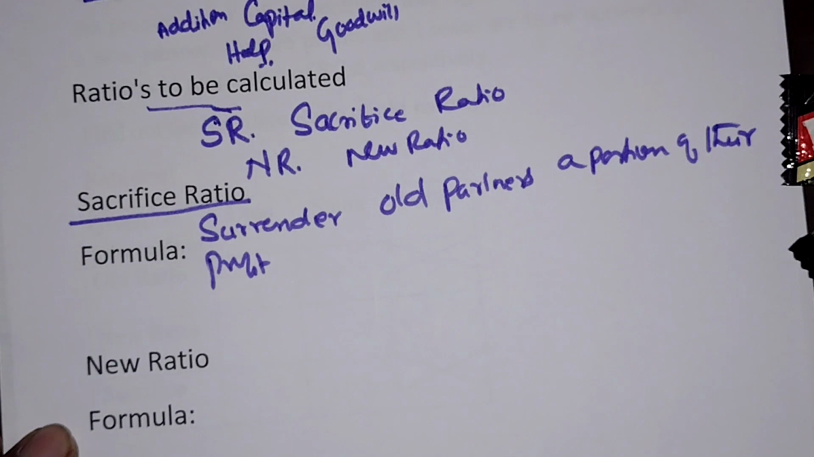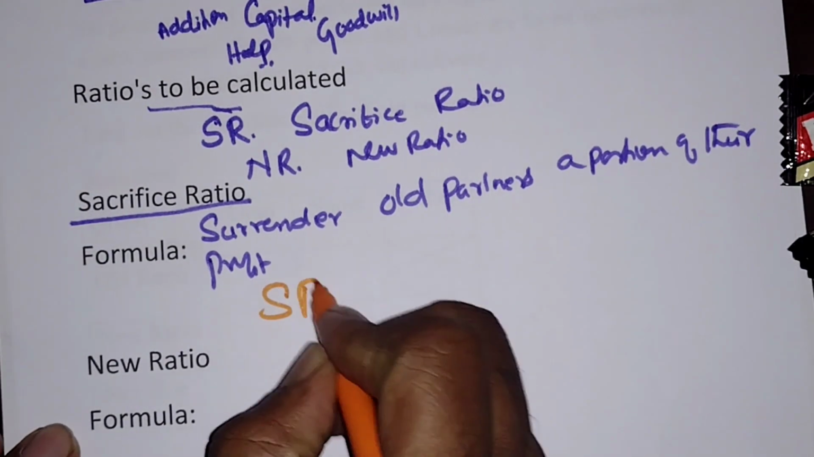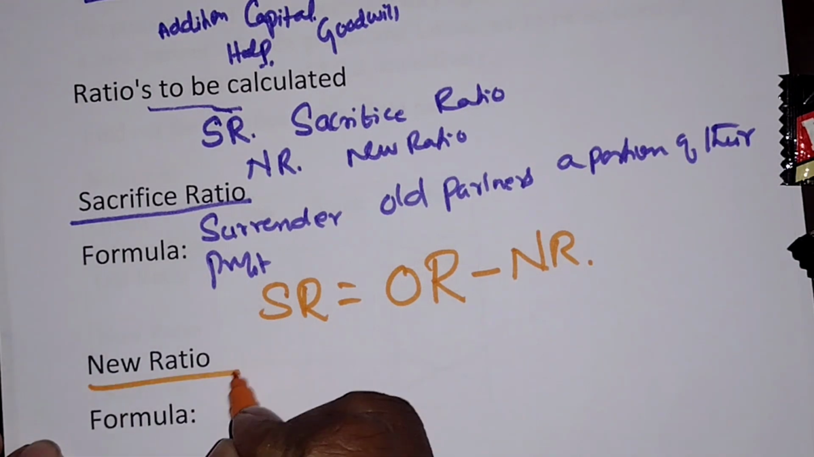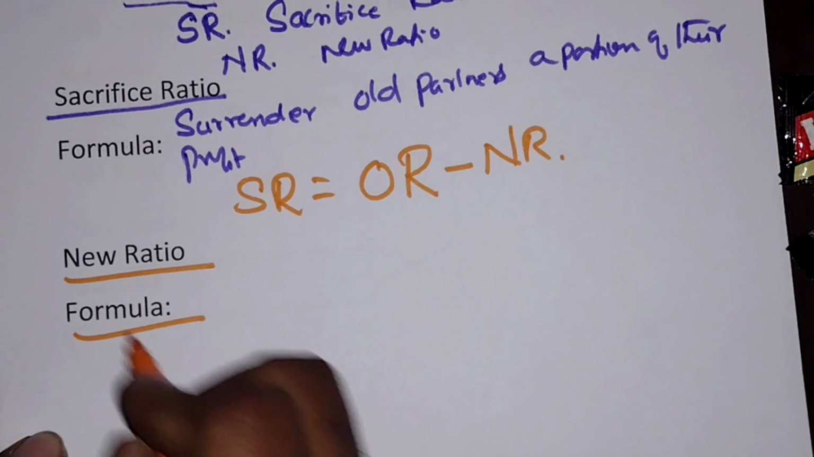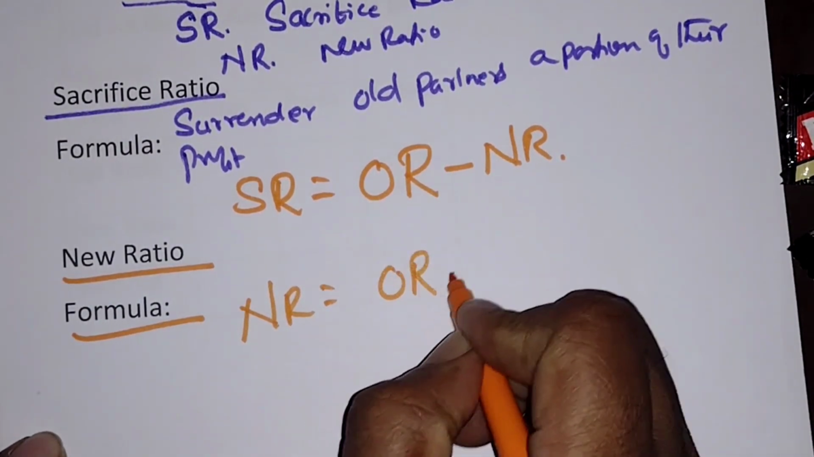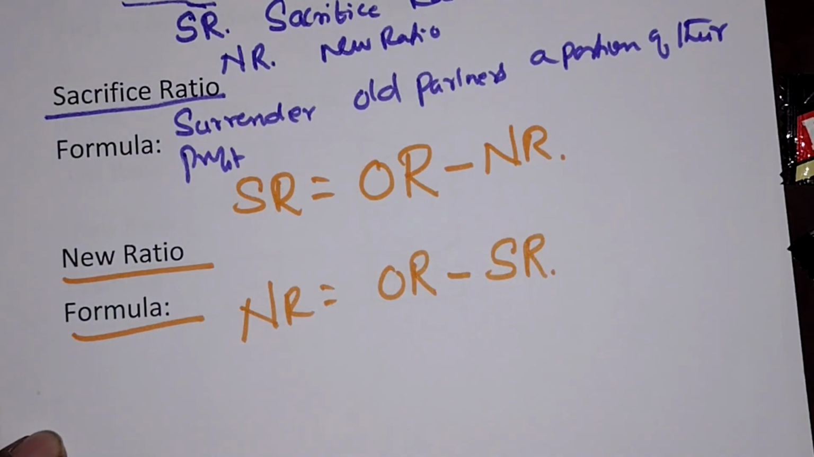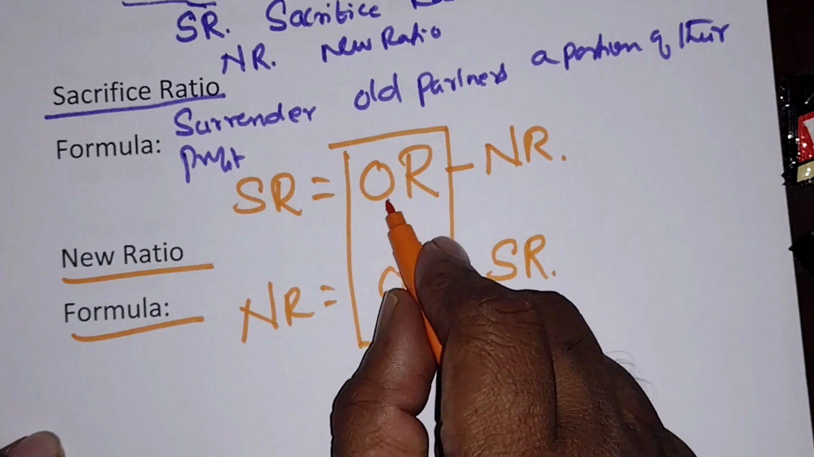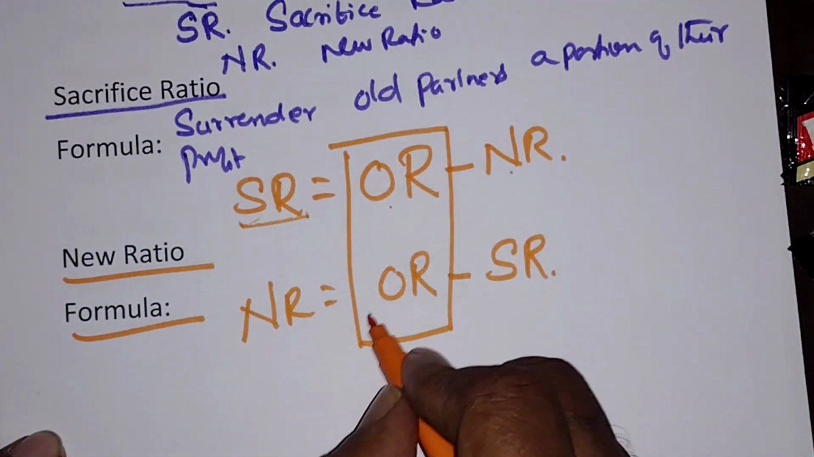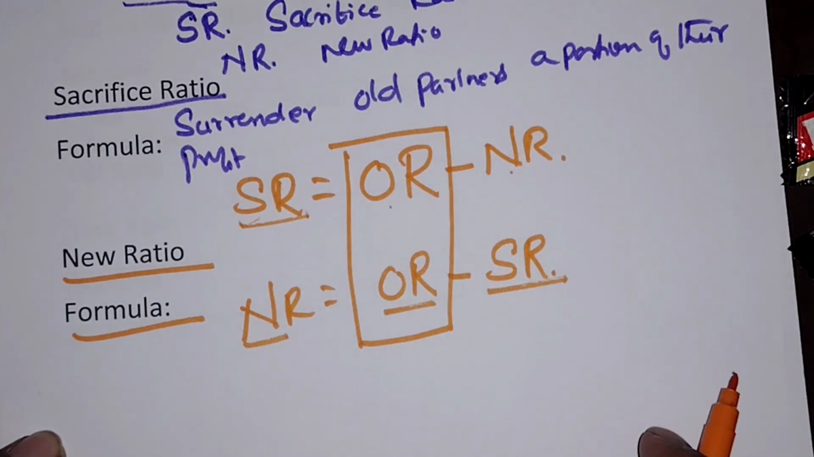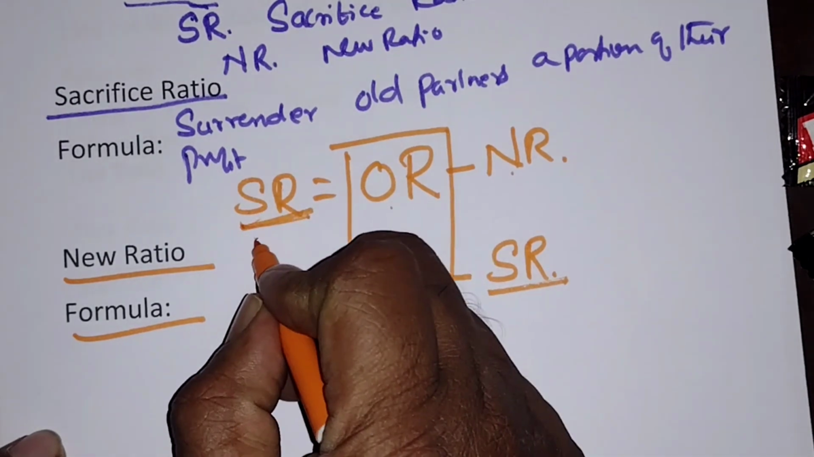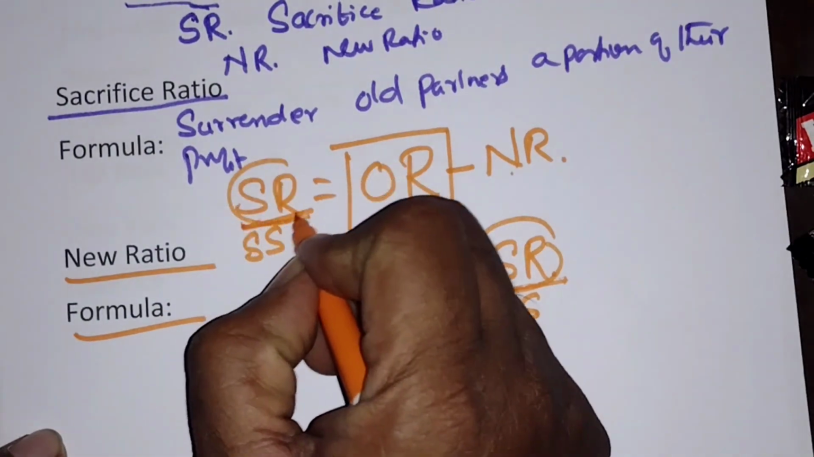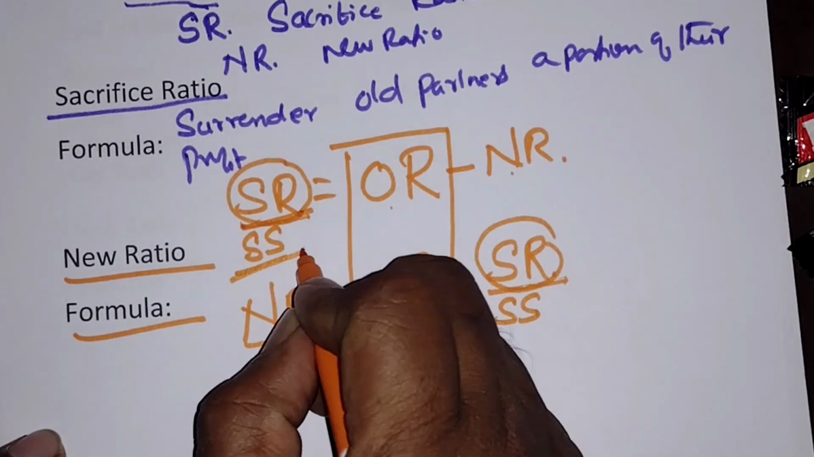Now the formula for sacrifice ratio is equal to old ratio minus new ratio. In the same manner, another formula we have: new ratio is equal to old ratio minus sacrifice ratio. Remember, old ratio will always be constant. From the old ratio minus new ratio you get the sacrifice, and from the old ratio minus sacrifice you get the new ratio. Some persons will call the sacrifice ratio SS, share surrender, and the final conclusion will be shown as the sacrifice ratio. While working out the problem, I'll work it out with both SS and the sacrifice ratio.